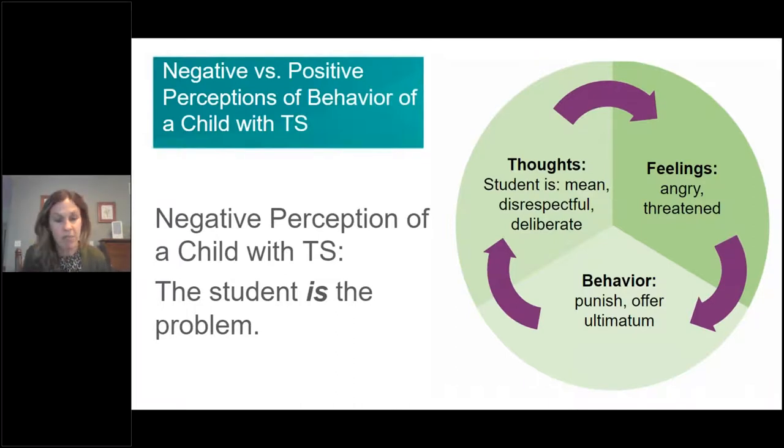So if you have that negative perception on that day, this student is a problem. He is the problem. And you might be thinking, as a teacher, this student is deliberately trying to get the class riled up. He is being disrespectful to me, and he's doing this on purpose. He's being mean. And when you feel that way, it can be difficult, especially when some of those vocal tics are in context, so they are related to the discussion or what's going on in class. And when you think these things as a teacher, you definitely feel threatened, right? You feel like the classroom is going to get out of control, you're feeling angry, and when you feel that way, you tend to react in a punitive manner. You're going to offer an ultimatum, or you're going to punish somebody.